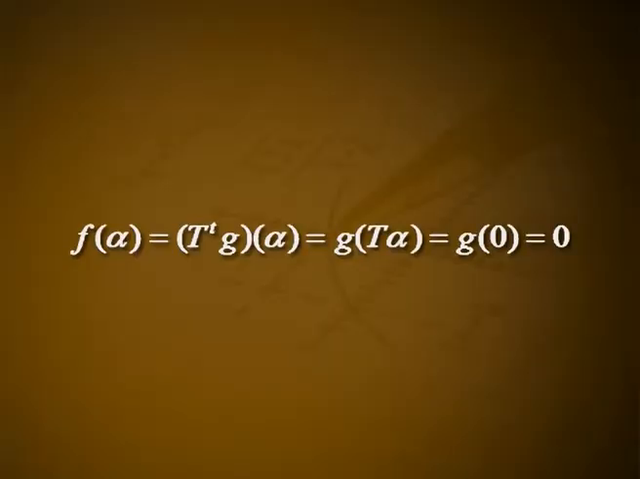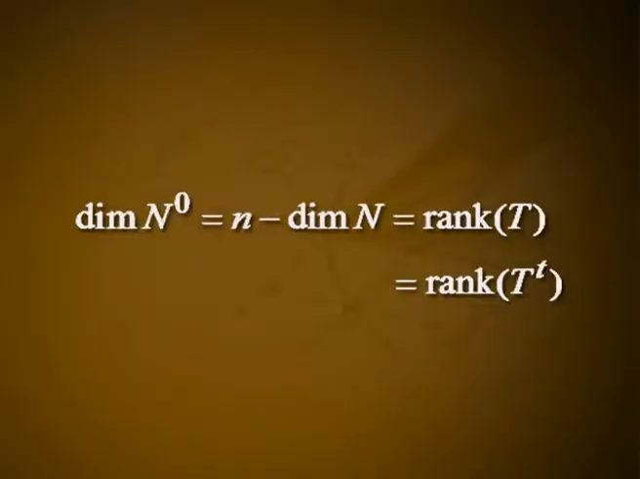Proof of 3. Let N be the null space of T. Every functional in the range of T^t is in the annihilator of N. For suppose f = T^t g for some g in W*, then if α is in N, f(α) = (T^t g)(α) = g(T α) = g(0) = 0. Now, the range of T^t is a subspace of the space N⁰, and dimension of N⁰ = n − dimension of N = rank of T = rank of T^t. So the range of T^t must be exactly N⁰.